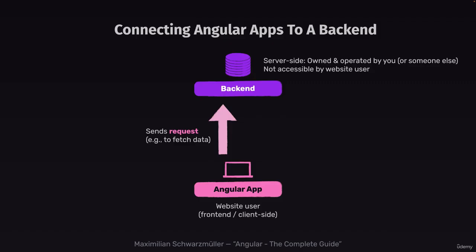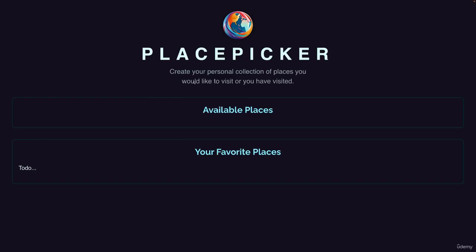Well, and that backend API then responds with a response, which, for example, includes the requested data, which can then be used from inside your Angular code again. So which can then be used in the Angular application to, for example, update the UI. And that's what I want to do here in this application now. I want to send a request to the backend that gives me some data about places we might want to visit, and we therefore can pick here, that I can output in this available places box here.